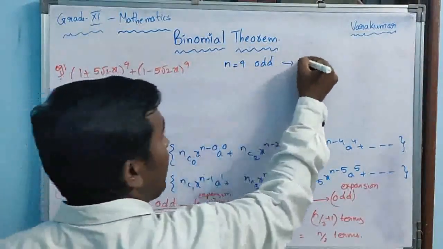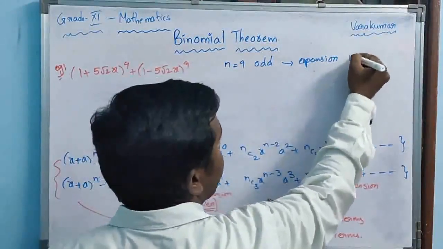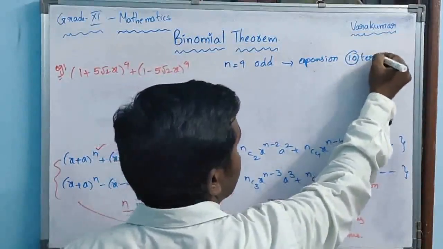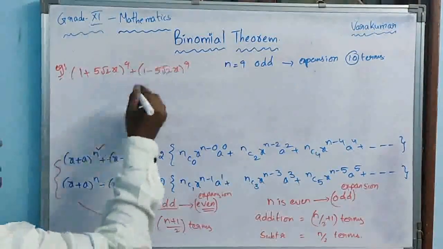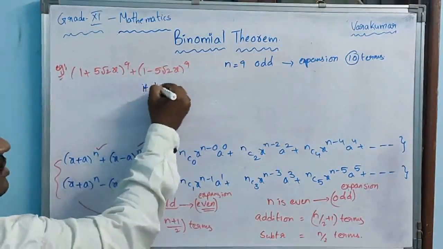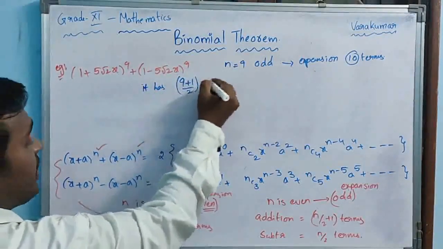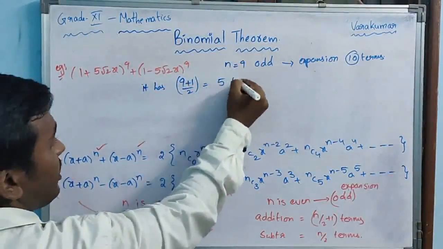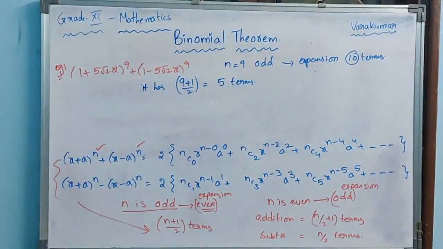But in this expansion, it has 10 terms. So, if n is odd, then the expansion has even terms. And how many terms will be there in the addition? (n + 1)/2. So it has (9 + 1)/2, which means 10/2. 5 terms will be there in the expansion.